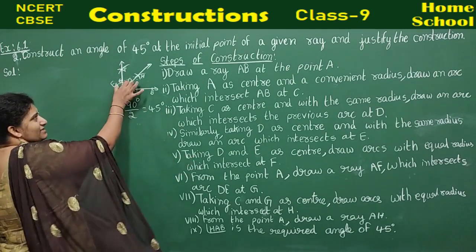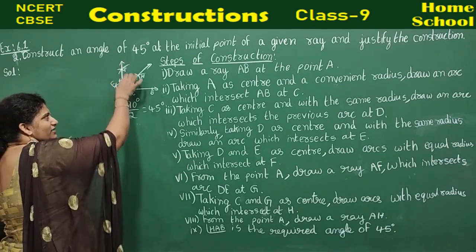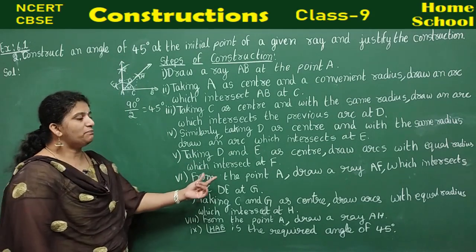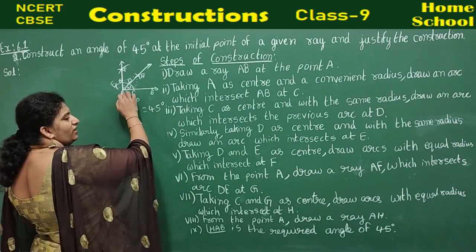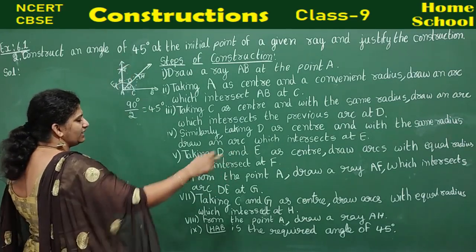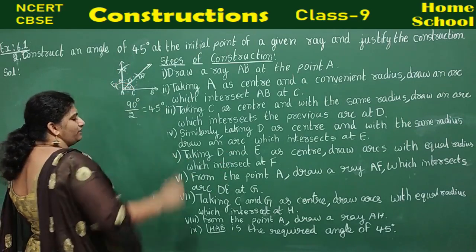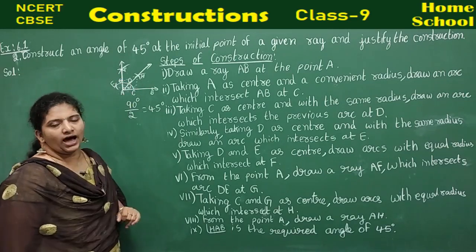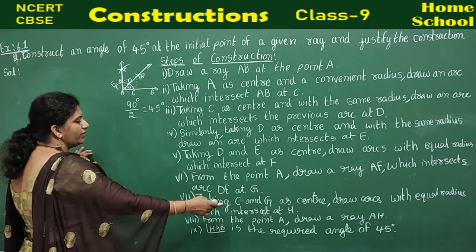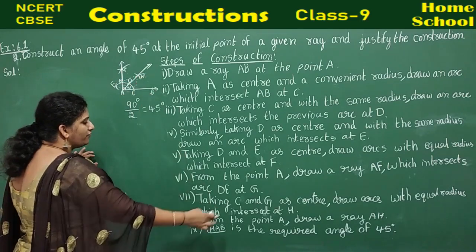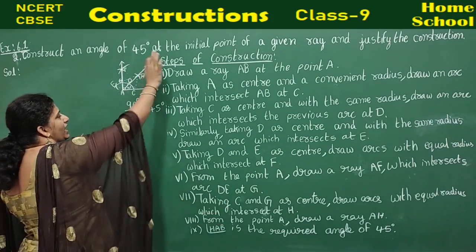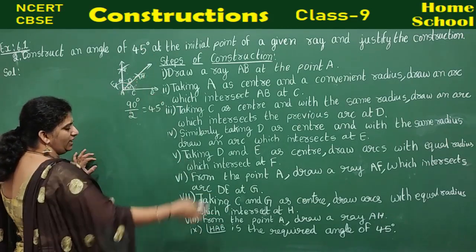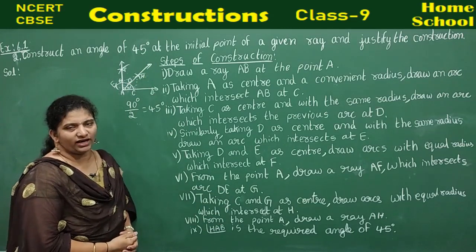Taking D and E as centers, draw arcs and join them, intersecting at F. From the point A, draw a ray AF which intersects arc DE at G. Taking C and G as centers, draw arcs with equal radius which intersect at H. From the point A, draw a ray AH. Now, angle HAB is the required angle of 45 degrees.